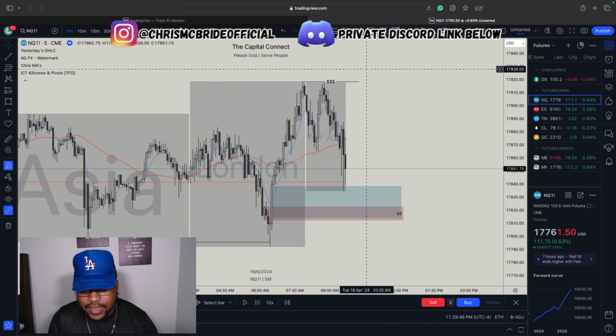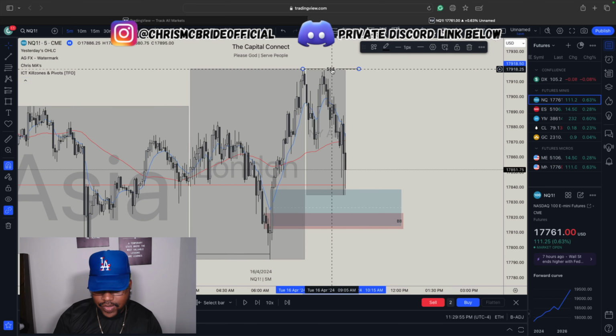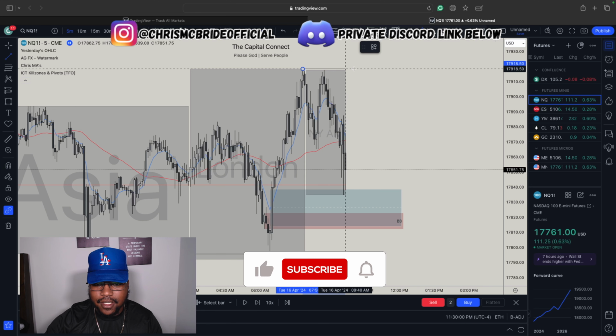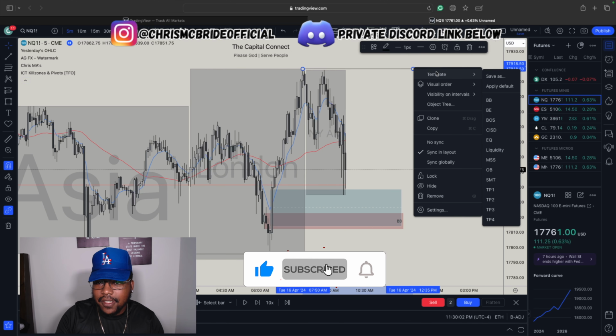Well, if you guys see this, right, we got relative equal highs sitting up here. These are equal highs sitting way up here. Let me redraw it for you guys so you guys can see. Right, we got relative equal highs that line up with London's high. So I know now that this is a strong draw on liquidity.